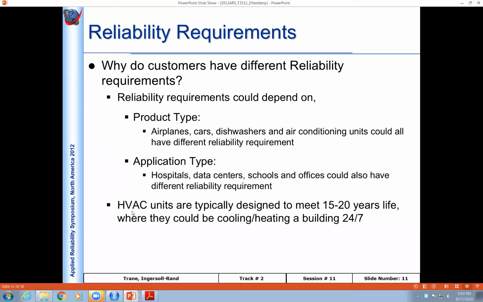You can use the same exact air conditioner in a hospital, data center, school, and office. And if you ask each one of those customers, they might tell you something different. Why is that? A hospital or data center needs the room at 65 degrees, 24/7, 365. If you go to a school, maybe it's an 8 till 4 or 8 till 5 thing. Maybe nights are not as critical. Summers they close, so it's not as critical, so it's okay. So people have different reliability requirements depending on the application. When we were designing the HVAC, 15 to 20 years of life was the typical requirement for that.